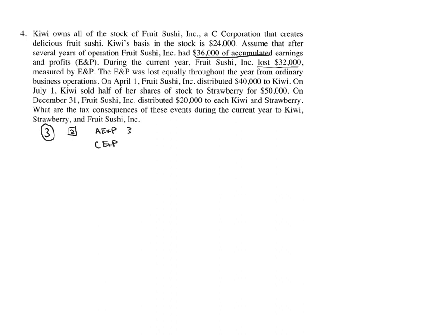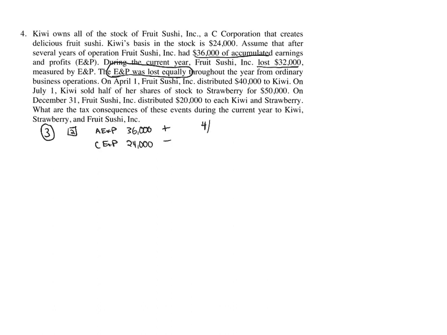Accumulated E&P is given 36,000. Current E&P is negative 32,000. So you have positive and negative current E&P. When you've got positive and negative, you have to allocate the current E&P over time. That's how you do it. The question is, is the E&P earned equally throughout the year or on a specific date? In this problem, E&P was lost equally. This is what we're going to do.